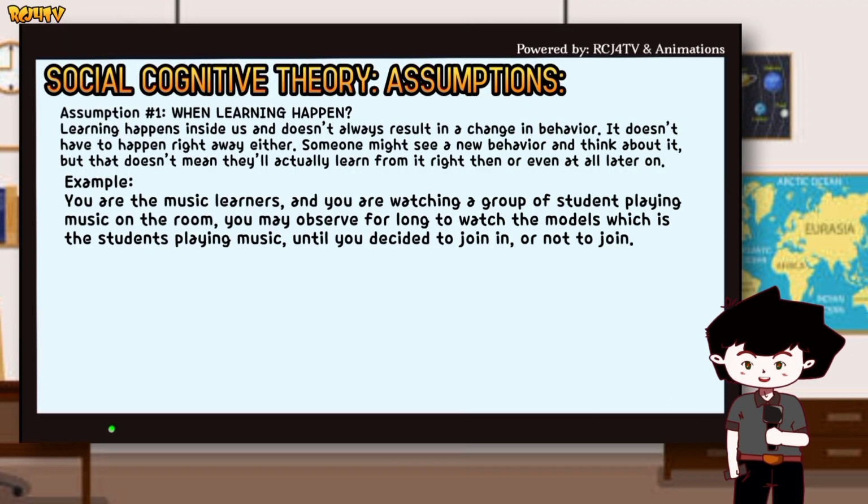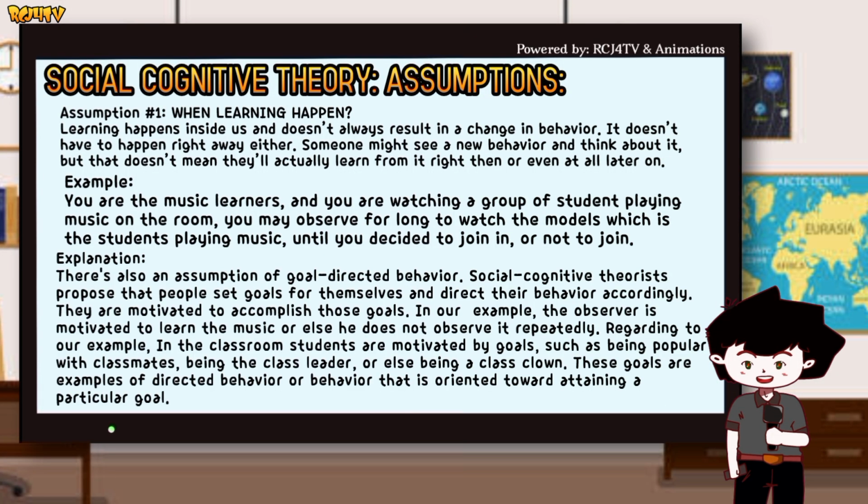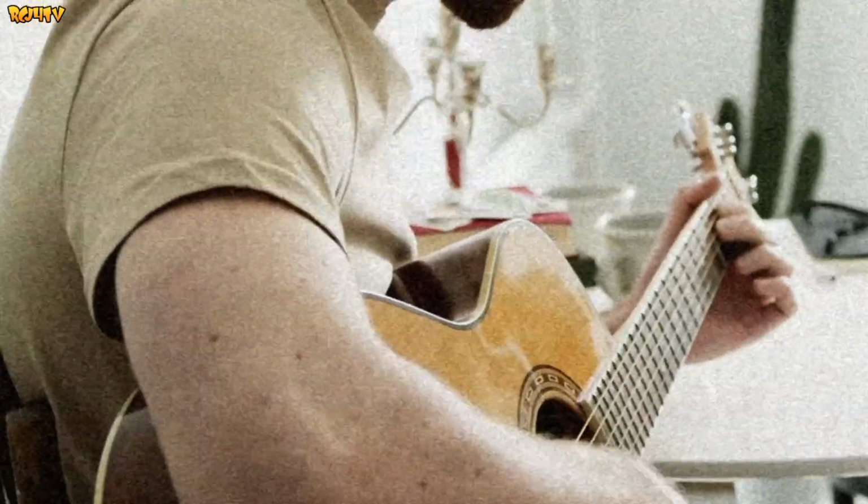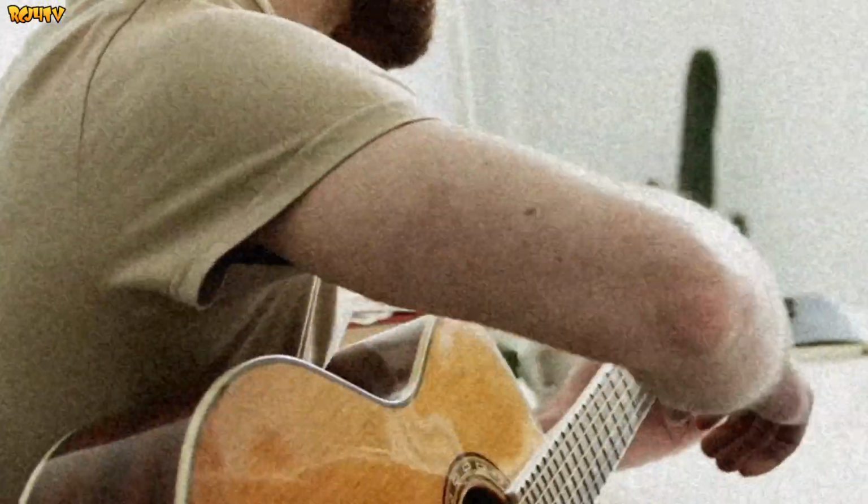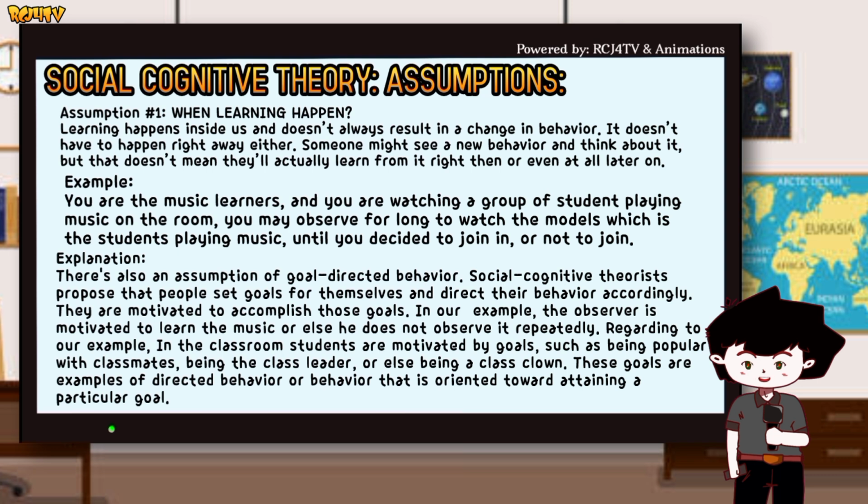So what does it mean? There's also an assumption of goal-directed behavior. Social cognitive theorists propose that people set goals for themselves and direct their behavior accordingly. They are motivated to accomplish those goals. In our example, the observer is motivated to learn the music, or else he does not observe it repeatedly. Regarding our example, in the classroom, students are motivated by goals, such as being popular with classmates, being the class leader, or else being a class clown. These goals are examples of directed behavior, or behavior that is oriented toward attaining a particular goal.